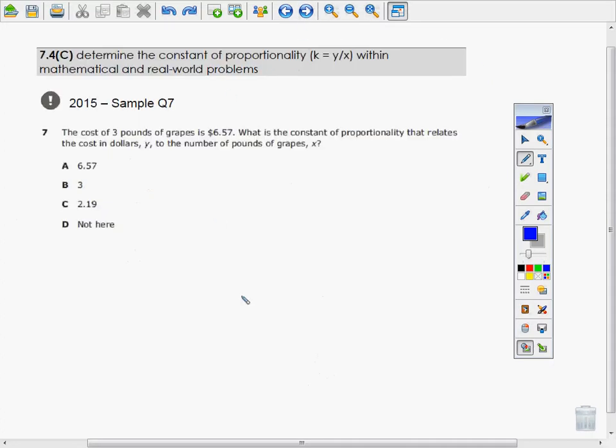The cost of 3 pounds of grapes is $6.55. What is the constant of proportionality that relates the cost in dollars, y, to the number of pounds of grapes, x? So this formula you will see in the reference sheet as well. Basically, they are asking for the unit rate per pound. How much money do you need to pay per pound? So we have to find out the cost per pound.